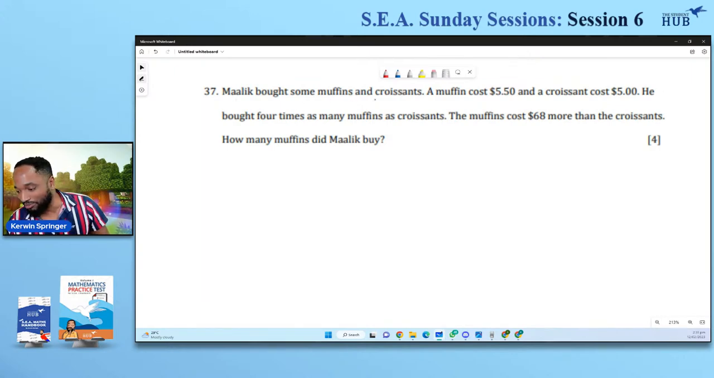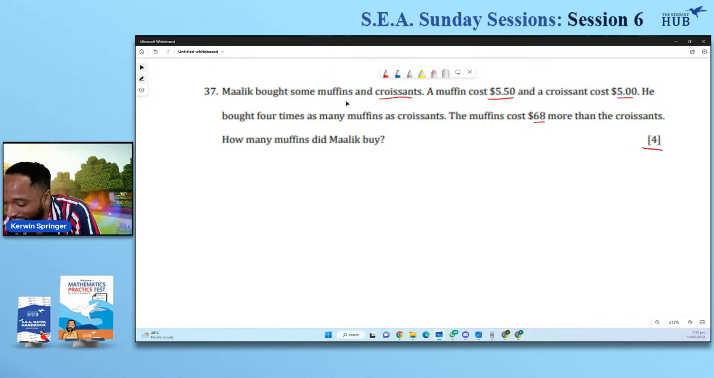Malik bought some muffins and croissants. I hope I'm pronouncing this properly. Sorry to all the French people. A muffin costs $5.50 and the croissant costs $5. He bought four times as many muffins as croissants. The muffins cost $68 more than the croissants. How many muffins did Malik buy? Four marks. Malik, I feel you are wicked yourself.